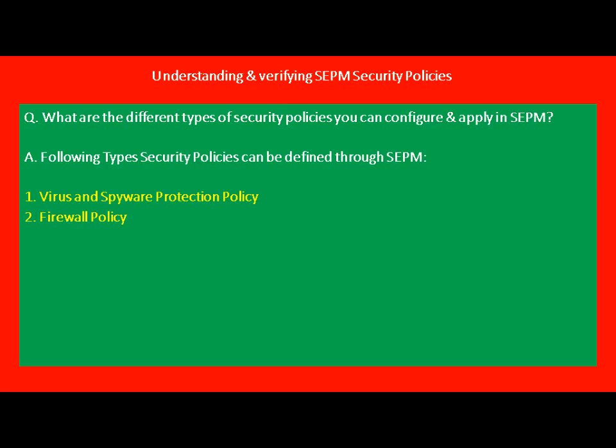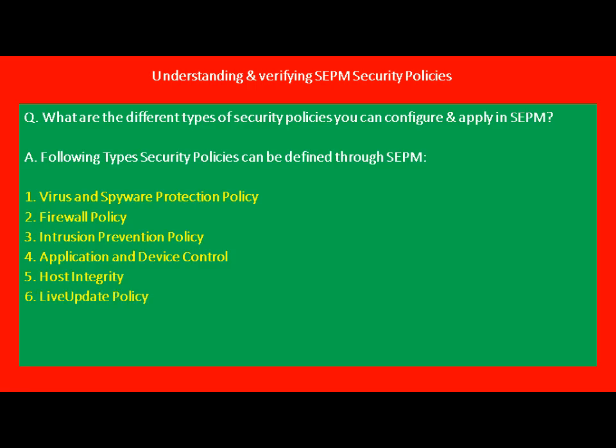Second is firewall policy. Third is intrusion prevention policy. Fourth is application and device control policy. Fifth is host integrity policy. Sixth is live update policy. Seventh is memory exploitation mitigation policy. And the last one is web and cloud access protection policy.